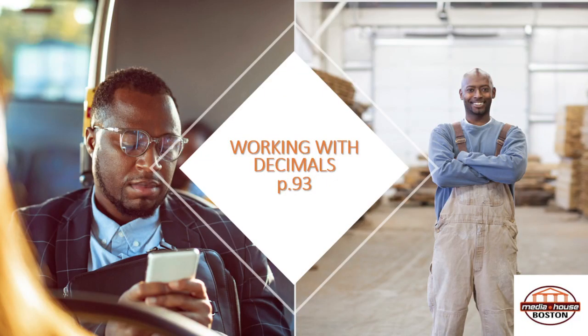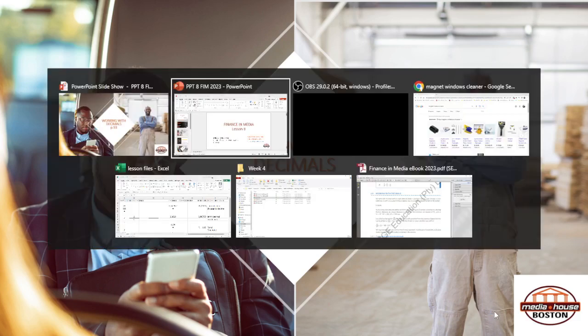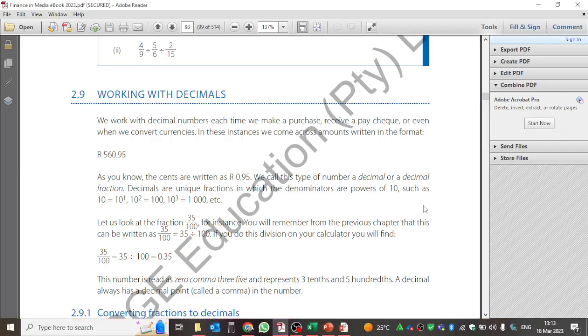Our first part for today's lesson is working with decimals. I'm just going to switch to our textbook. It says that we work with decimal numbers each and every time we make a purchase, receive a paycheck, or even when we convert currencies. So this is 100% true.